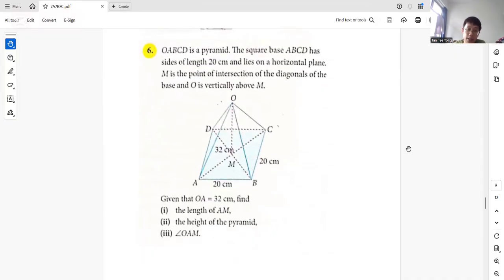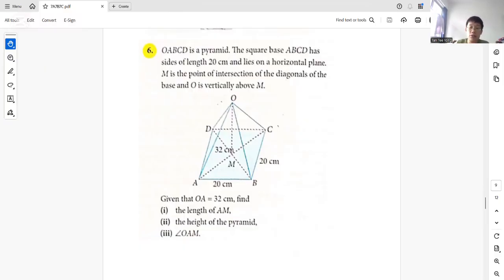So OABCD is a pyramid. So the diagram is a pyramid there. And then ABCD is a square base, right? So square base means the lengths are all the same, right? And then it lies on a horizontal plane. So M is the point of intersection of the diagonals of the base, right? And O is vertically above M. So that means we can say that OM is the vertical height. Okay, OM is the vertical height of this pyramid.